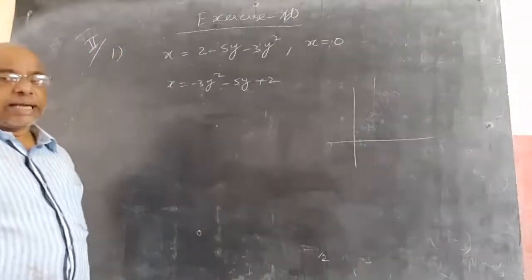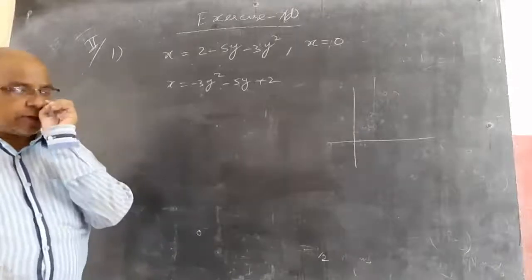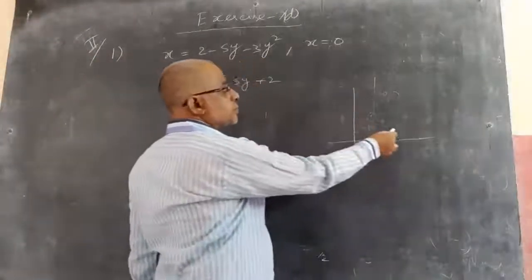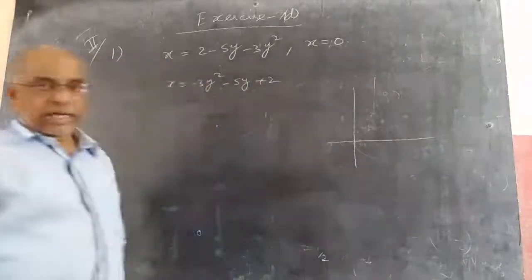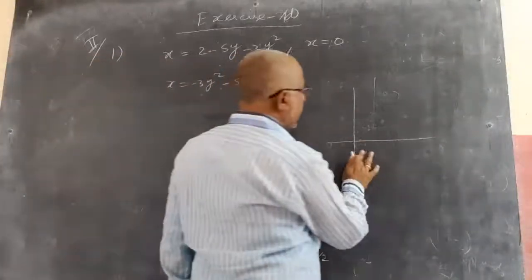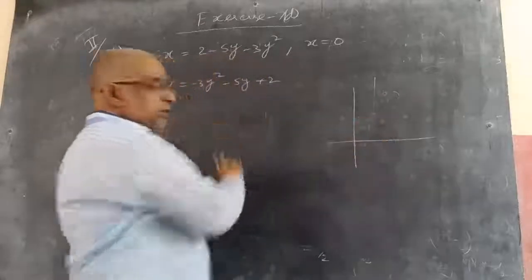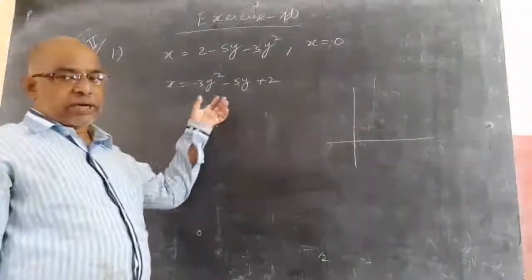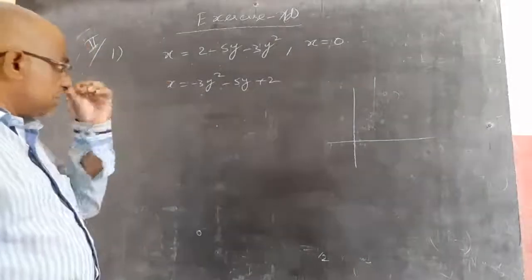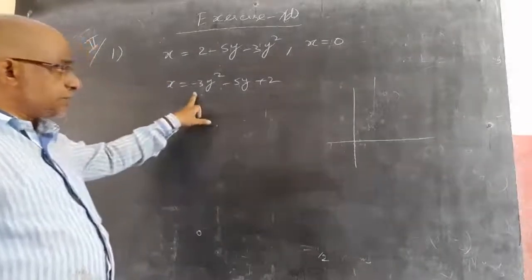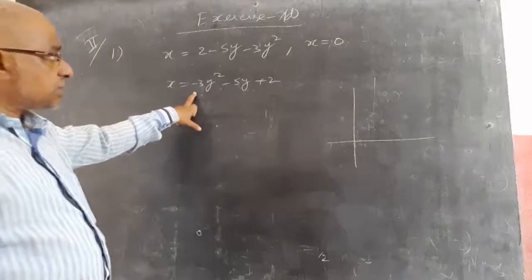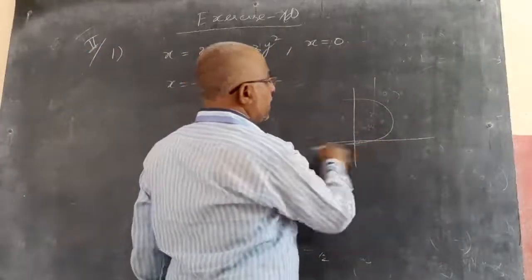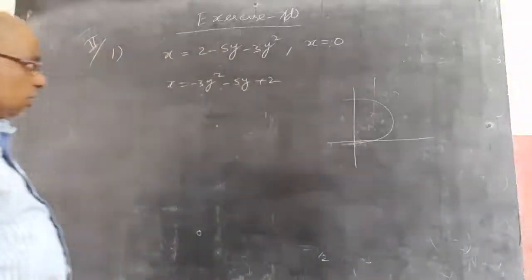Now y square equal to 4ax means the parabola is like this. But here the vertex is not 0, 0. So what is the vertex, you know? By completing the square you can get the vertex, but that is not needed now actually. Minus 3y square means the curve will be like this.